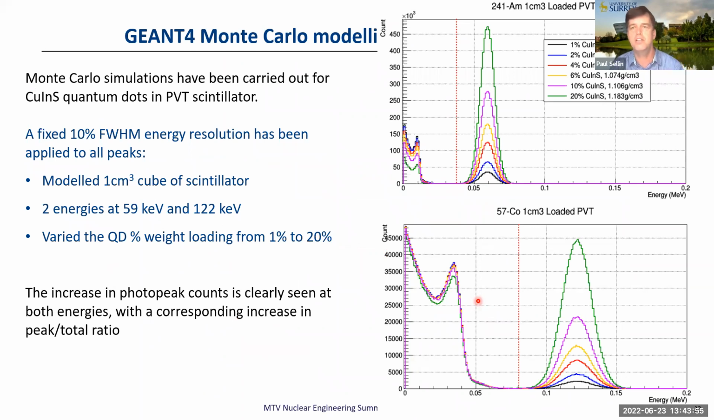The top one is showing the simulation for americium-241 gammas at 59 kV. And the bottom one is showing the similar simulation for 122 kV cobalt-57. And again, the photo peak that is missing when it's purely plastic grows quite strongly with relatively low loading of high Z material. So can this make a realistic scintillator?